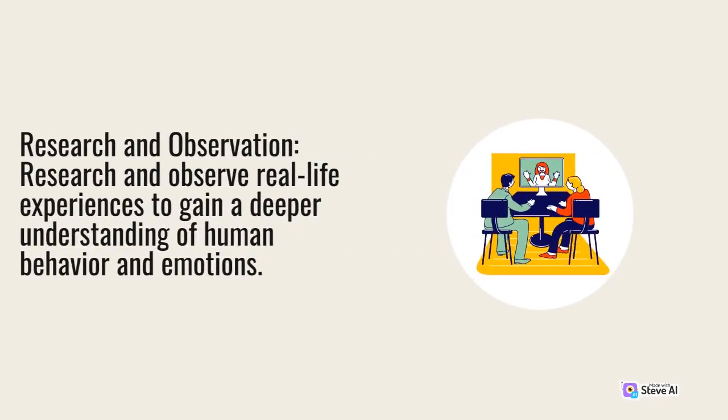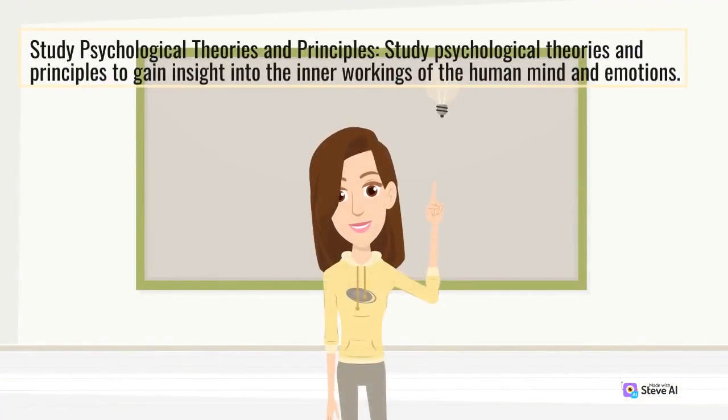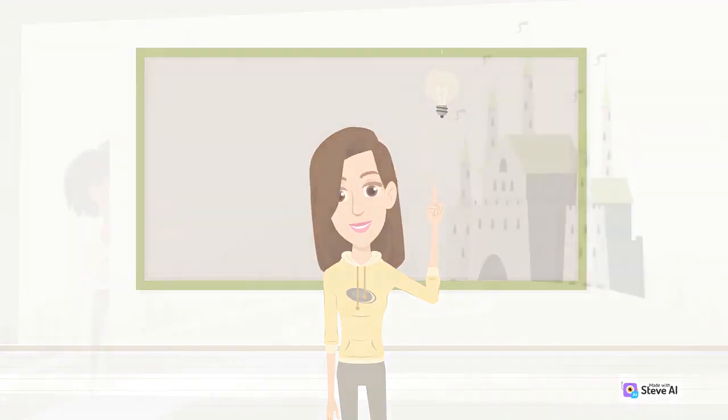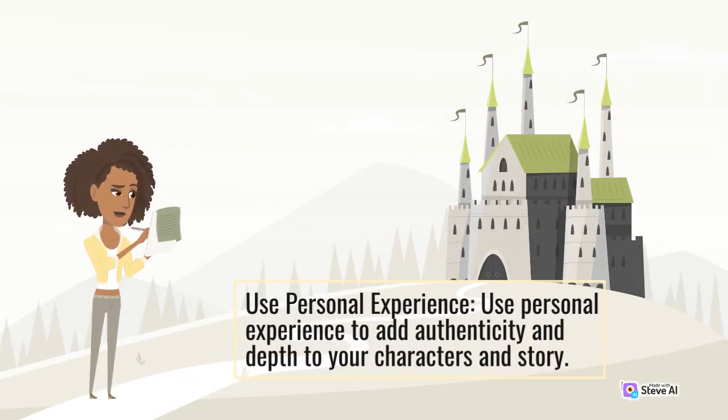Research and observation. Research and observe real-life experiences to gain a deeper understanding of human behavior and emotions. Study psychological theories and principles. Study psychological theories and principles to gain insight into the inner workings of the human mind and emotions. Use personal experience. Use personal experience to add authenticity and depth to your characters and story.